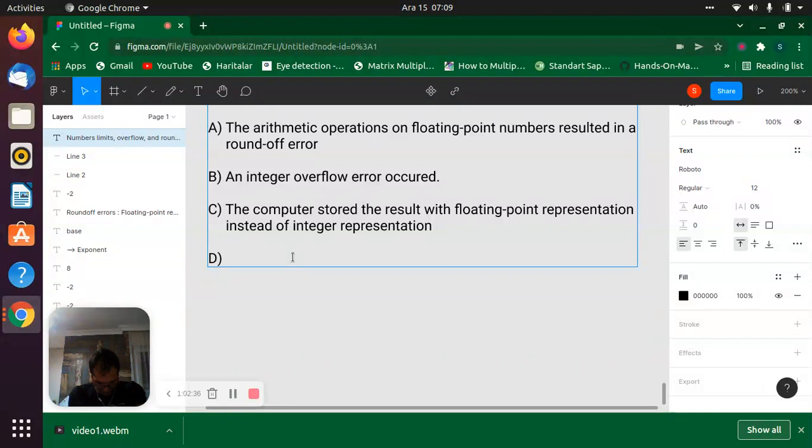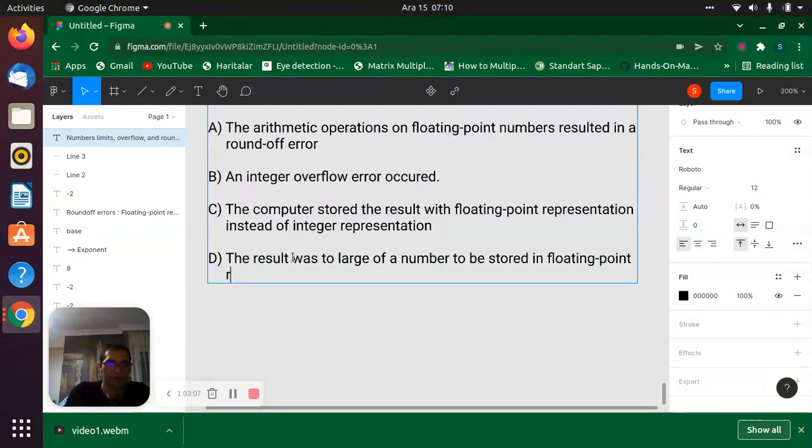The other one: the result was too large of a number to be stored in floating point representation.